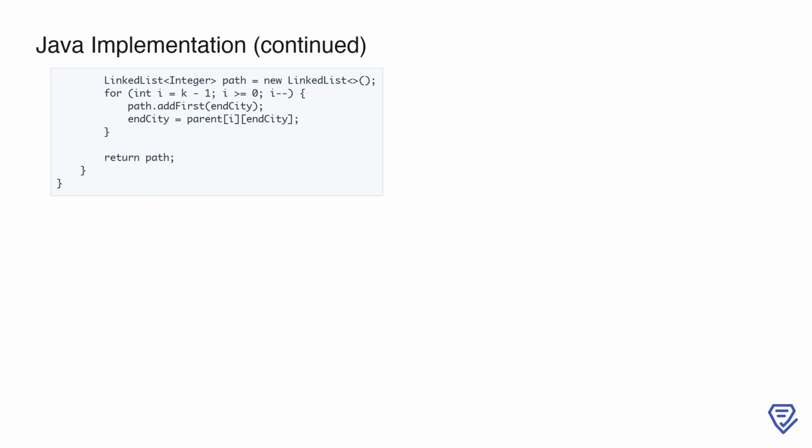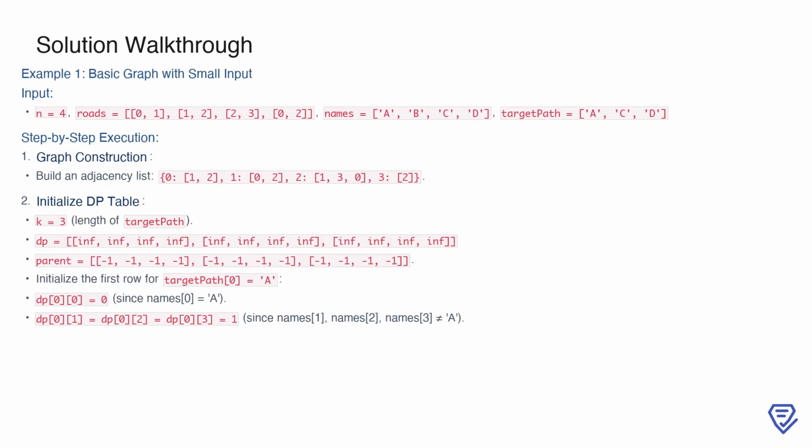Once the path is fully reconstructed, we return it as a list of integers representing the most similar path in the graph. This completes the implementation, providing an efficient solution to find the path with the minimum edit distance to the given target path. To solve the problem, we start with a simple example.